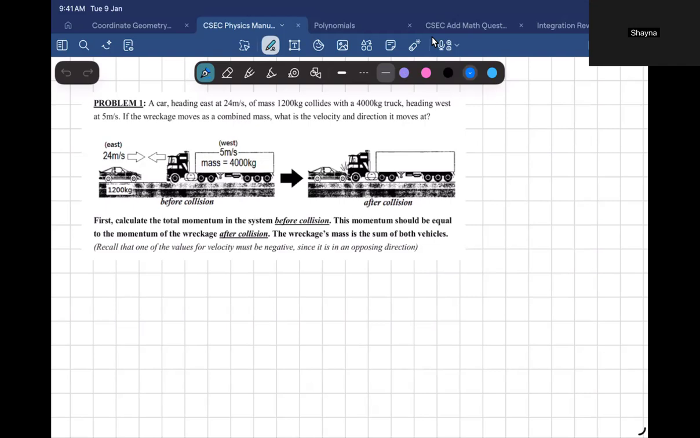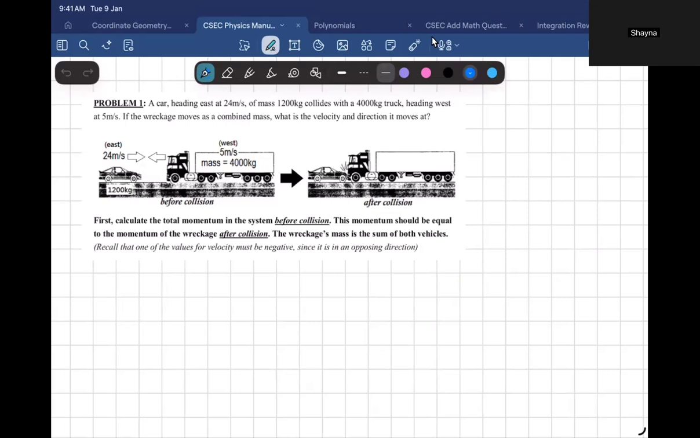A car heading east at 24 meters per second, of mass 1,200 kg, collides with a 4,000 kg truck heading west at 5 meters per second. If the wreckage moves as a combined mass, what is the velocity and direction it moves at? First, calculate the total momentum in the system before collision. This momentum should be equal to the momentum of the wreckage after collision. The wreckage mass is the sum of both vehicles. Recall that one of the values for velocity must be negative, since it is an opposing direction.